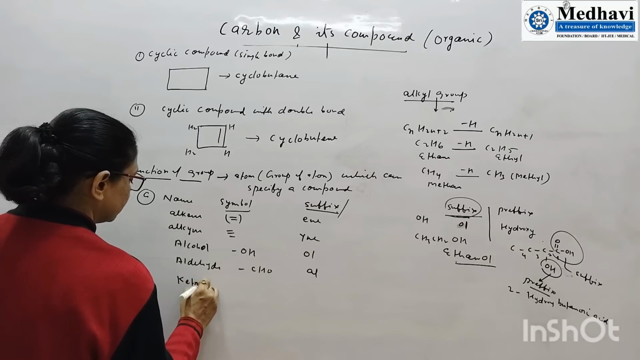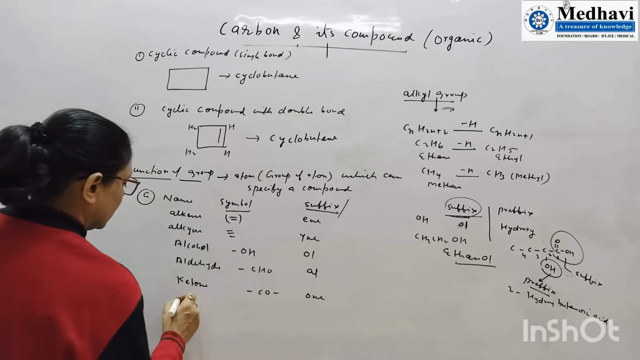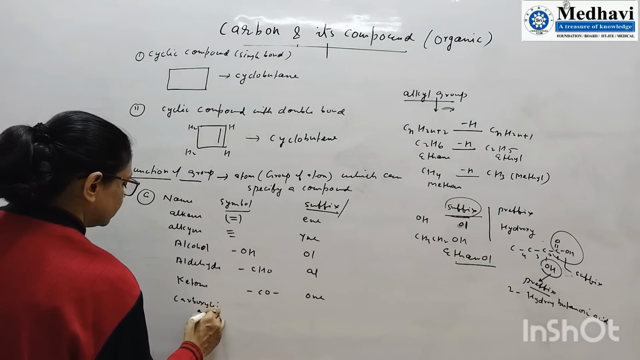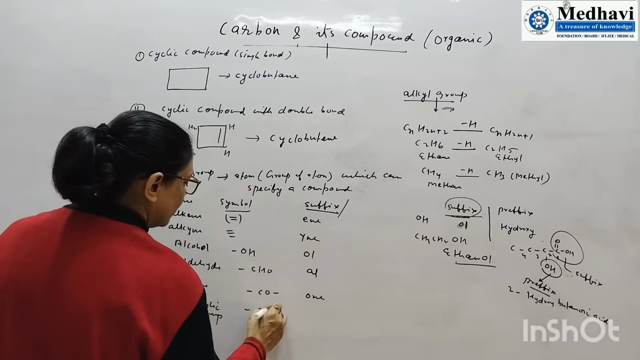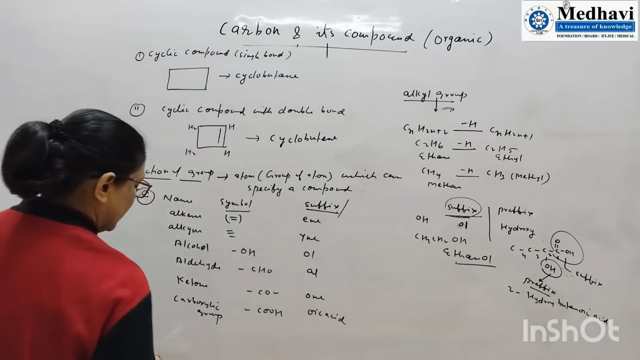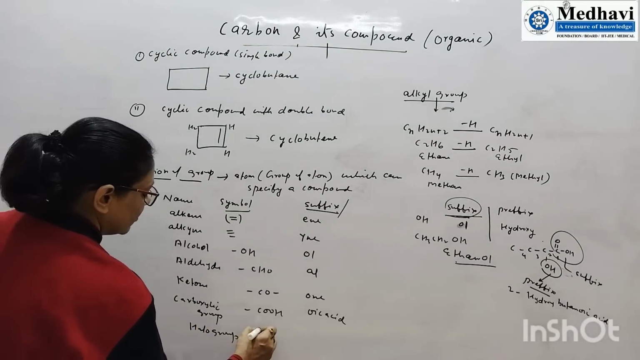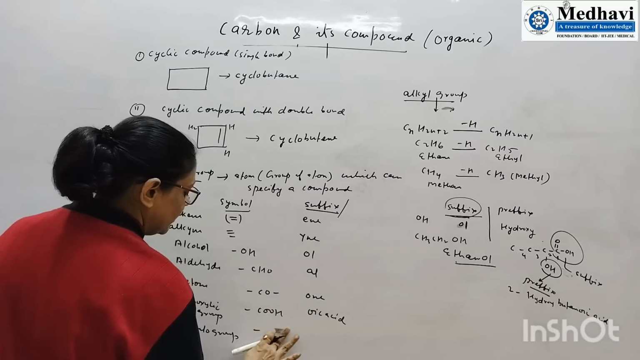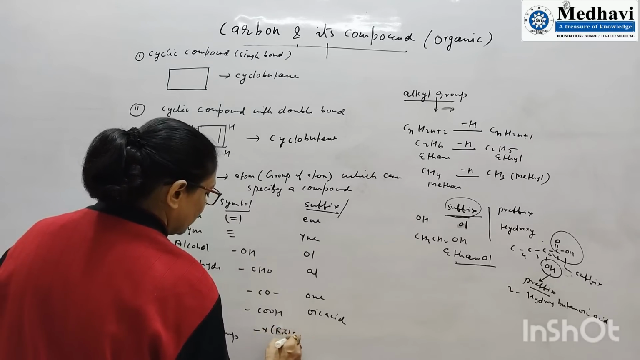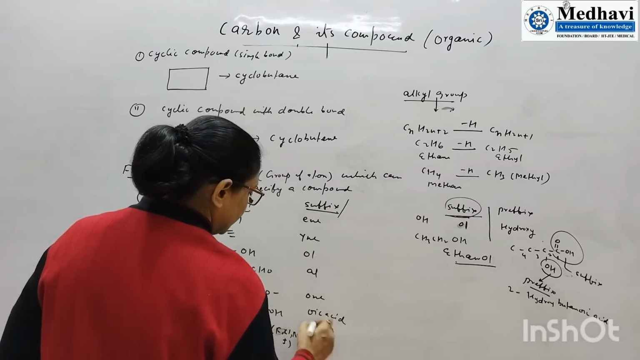Ketone, CO, ol. Carboxylic group, COOH, oic acid, and halo group. Halo means X: fluoro, chloro, bromo, iodo, and here it is used as a prefix.